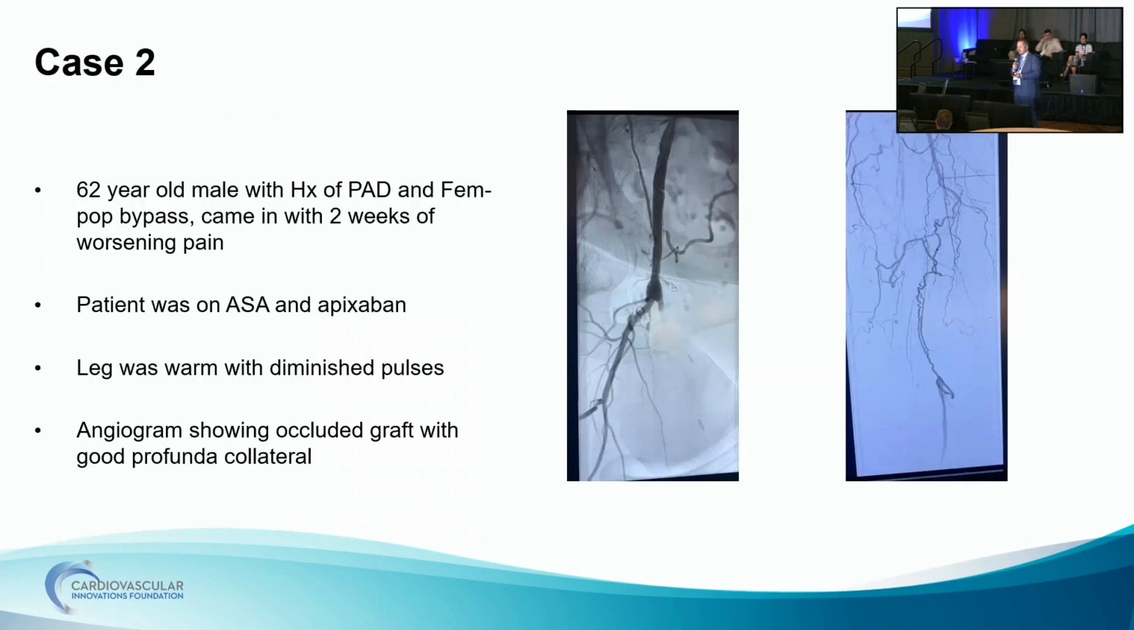There's no atherosclerotic disease. Case 2 is a 62-year-old male, history of PAD, had a fem-pop bypass, and he had a 2 weeks history of worsening pain. Again, different kind of story, different flavor. This patient is on aspirin and Eliquis. His leg was warm, had diminished pulses. On angiogram, you can see an occlusion of that bypass, but there's quite a lot of collateral. So this patient did not have a true acute leg. This patient's graft has been failing slowly over the years.